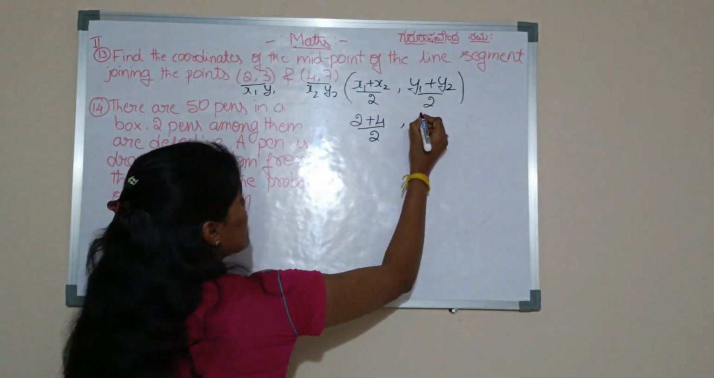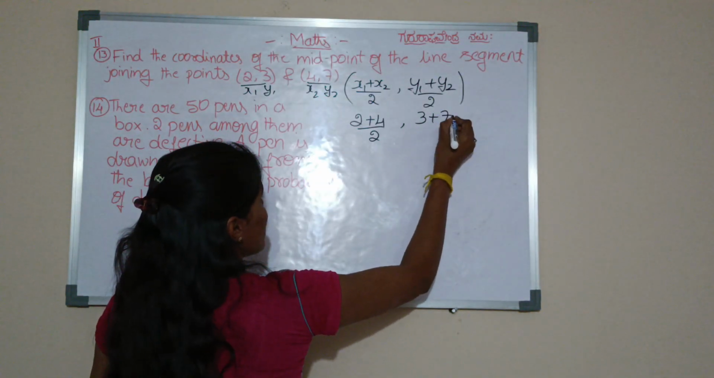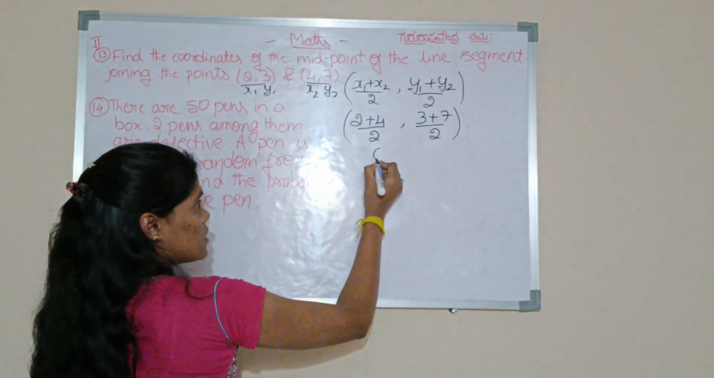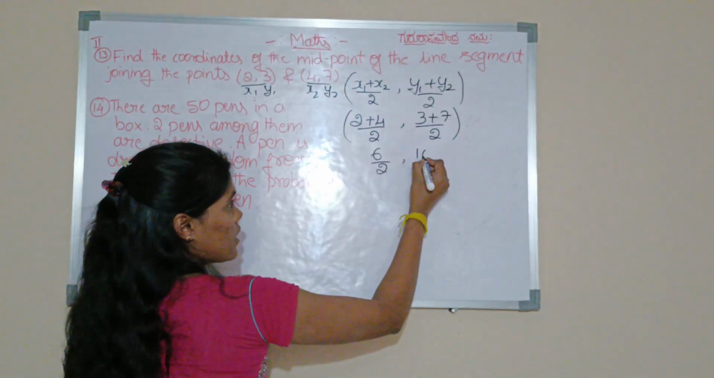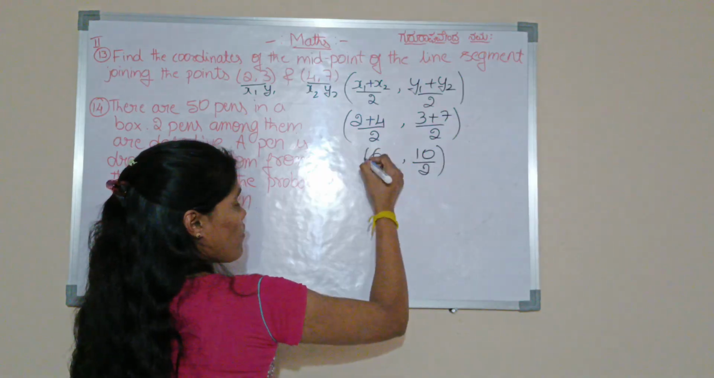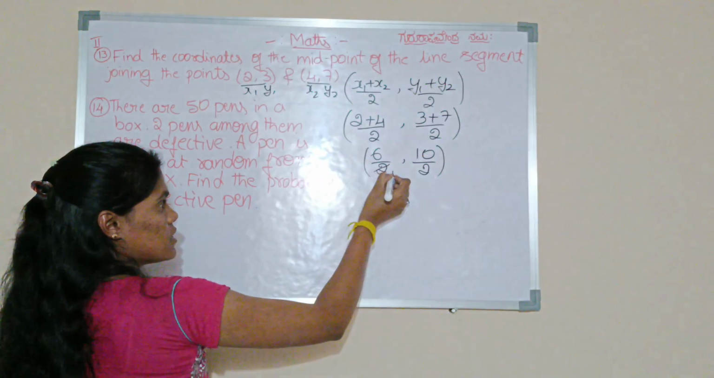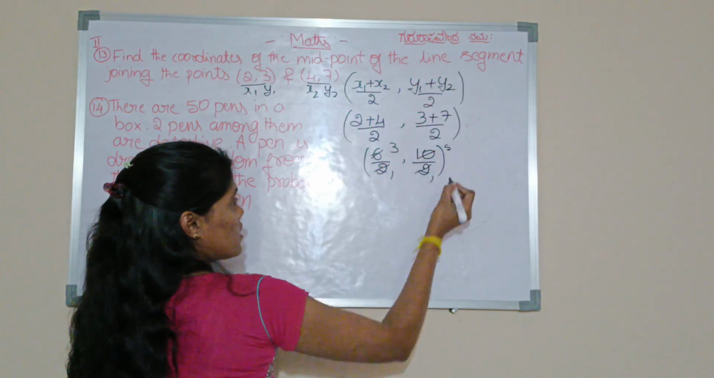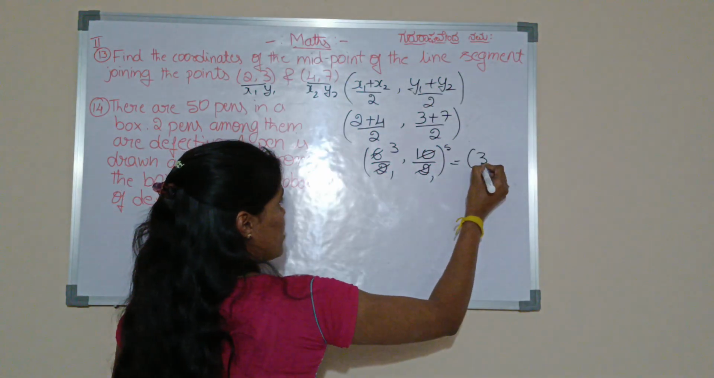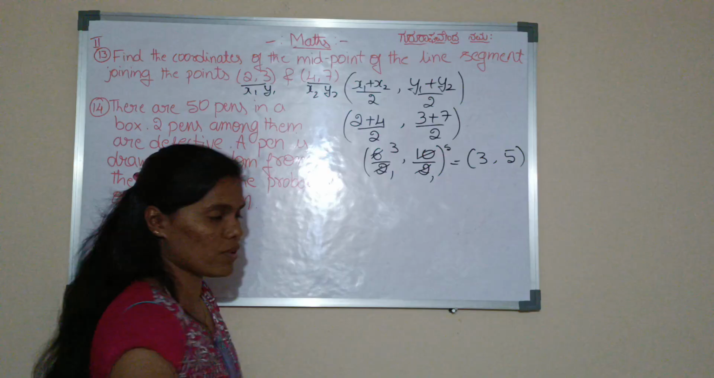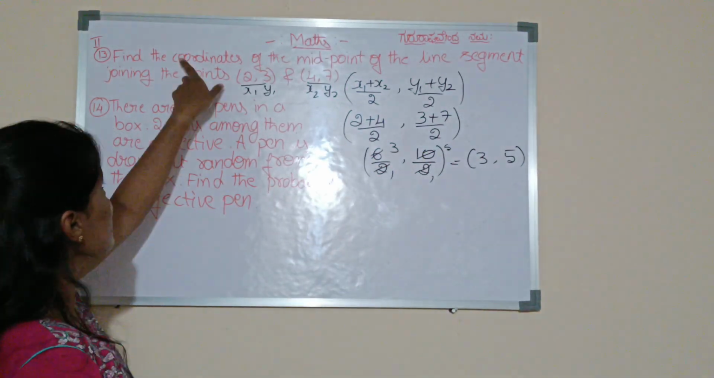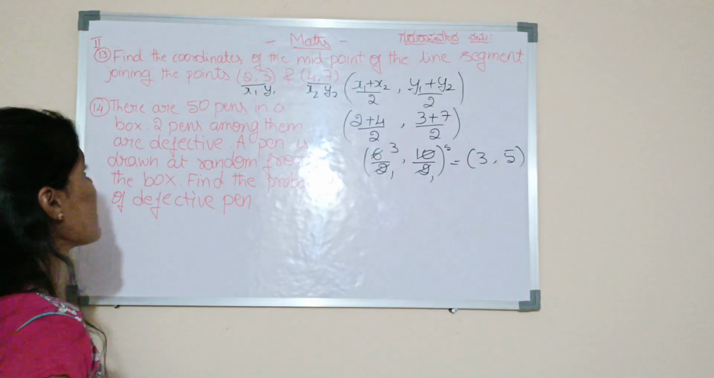Then 3 plus 7 by 2. Then 2 plus 4, that is 6 by 2, and 10 by 2. 6 by 2 means 2 ones are 2, 2 threes are 6, 2 fives are 10. Then the midpoint is 3, 5. Answer for this question, 3, 5 is the midpoint of the given line segment.